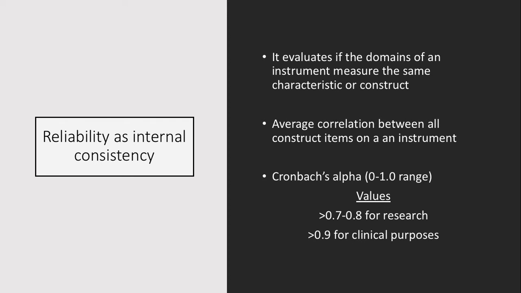Reliability also refers to internal consistency. Some instruments or questionnaires have multiple domains or subdomains that they're measuring, and so internal consistency evaluates if the domains of an instrument measure the same characteristic or construct, and the average correlation between all items on an instrument, and that's reported with Cronbach's alpha, and you can see the ranges listed there.